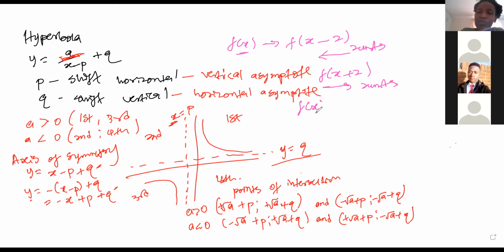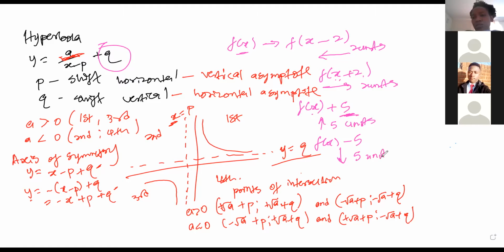Then if it was like this, plus 5, you see, they are adding to the y value, unlike here where you were changing x, so that instead of x it became x plus 2. Now here you've got the function, but you are adding a q value. So if it's a plus, your graph is going to shift up by 5 units. If it was minus 5, your graph will shift down by 5 units.